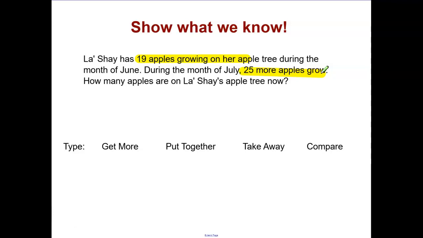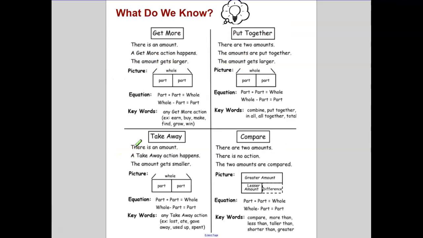Who knew it was get more? Which key details told you it was get more? Yes, that more apples grew. Thank you for your fantastic listening, my friends.